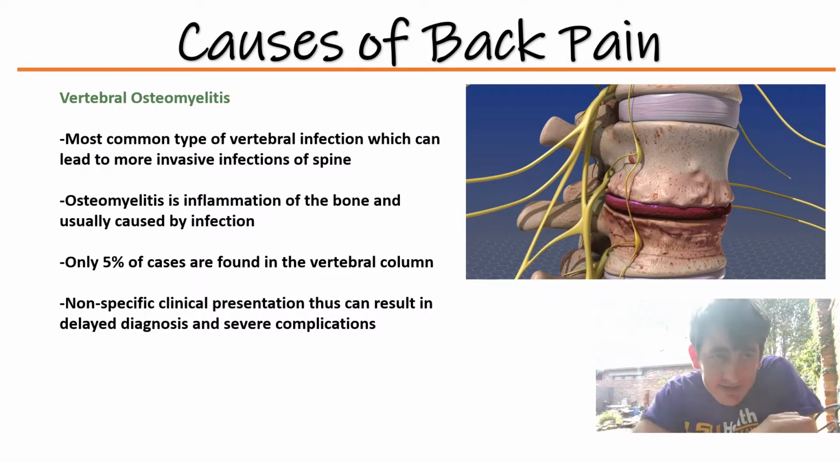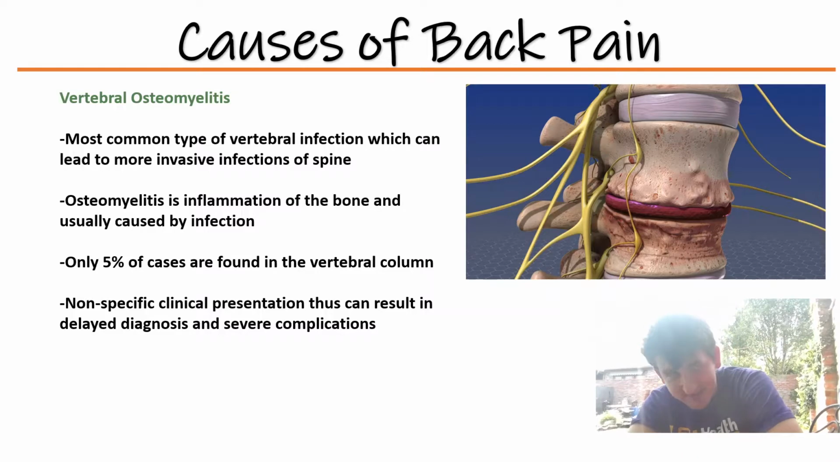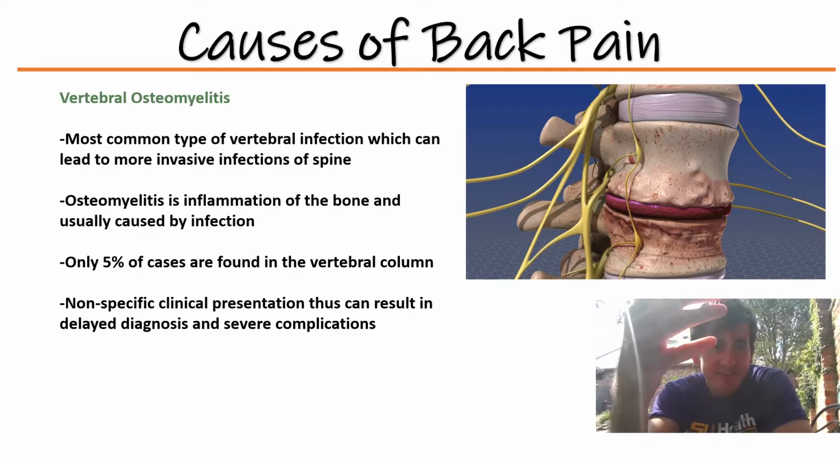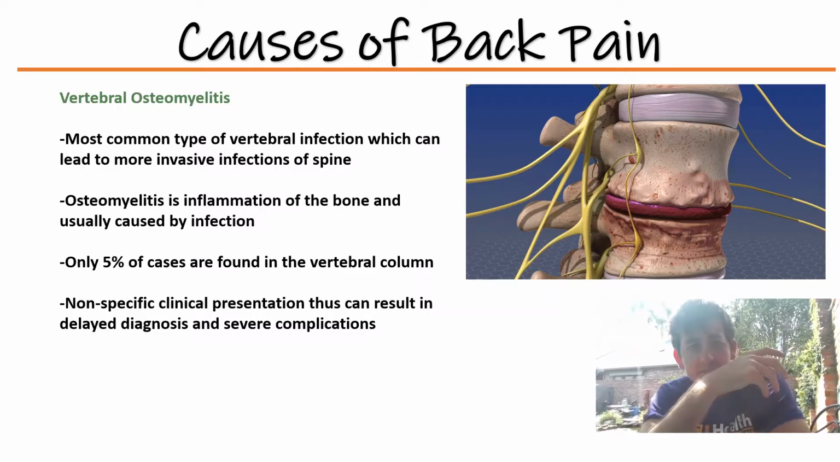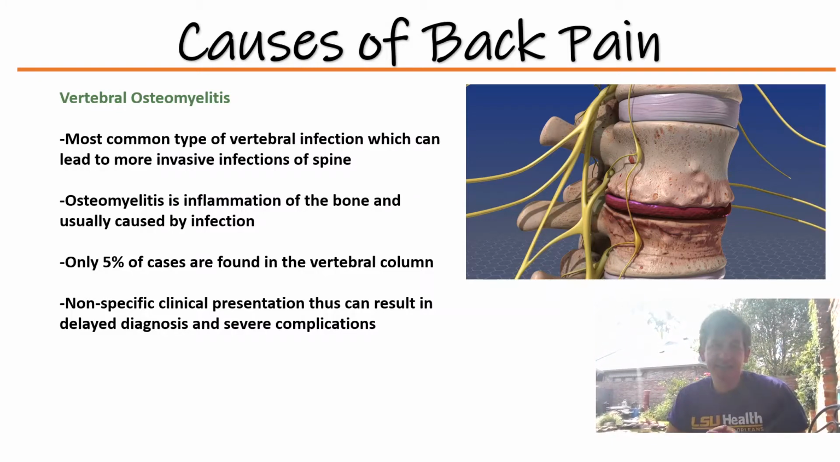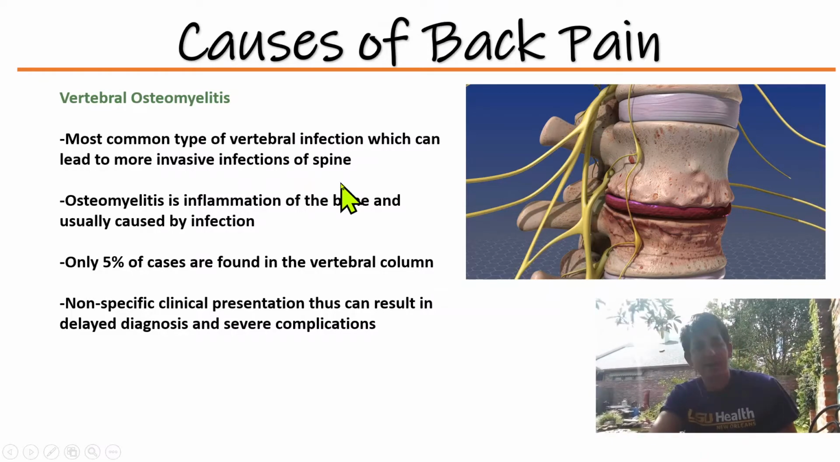Osteomyelitis. So this osteomyelitis is found in many places of the body, or can be, right? 5% of these infections are found in the vertebral column, and that's when you get vertebral osteomyelitis. And the most common type of vertebral infection is this, and it can lead to more invasive infections of the spine. So this is something you don't want to delay a diagnosis and treatment.